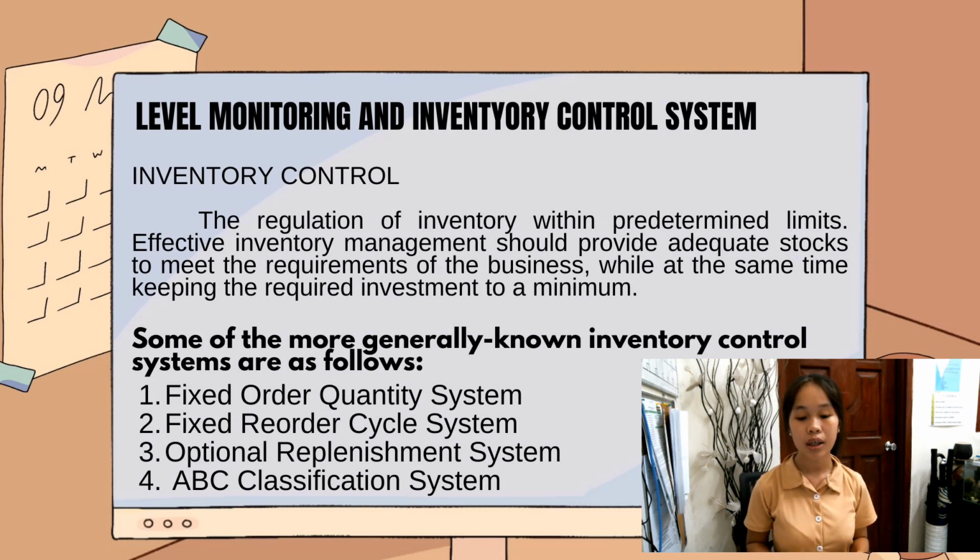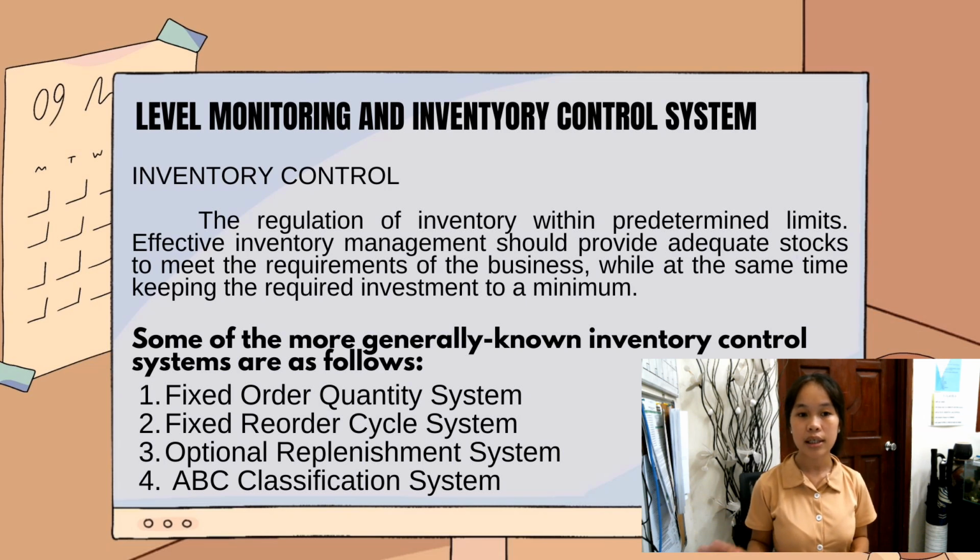Various systems and techniques have been developed to provide effective control over inventories. Some of the more generally known inventory control systems are the fixed order quantity system, fixed order cycle system, optional replenishment system, and lastly the ABC classification system. So first, we discuss the fixed order quantity system.